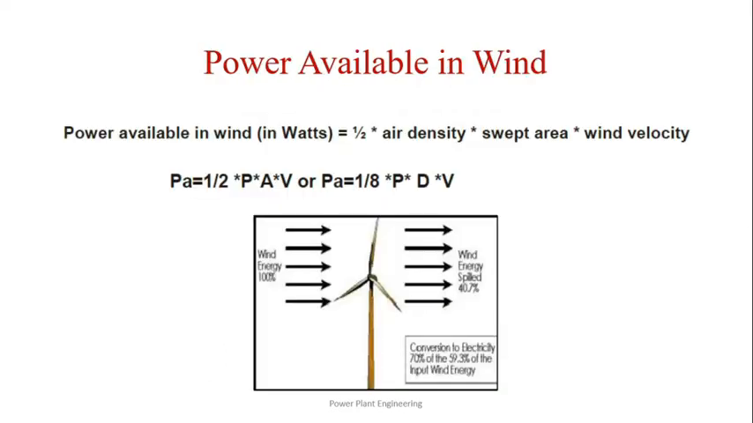Let us calculate the power available in the wind. The power that can be captured from the wind with a wind turbine with the effective area A is given by: power available in the wind in watts equals half into air density into swept area into wind velocity cubed, which equals half into rho into A into V cubed, or it equals 1 by 8 rho into D squared into V cubed, where air density rho equals 1.23 kg per cubic meter at sea level, swept area is in square meters, and wind velocity is in meters per second.